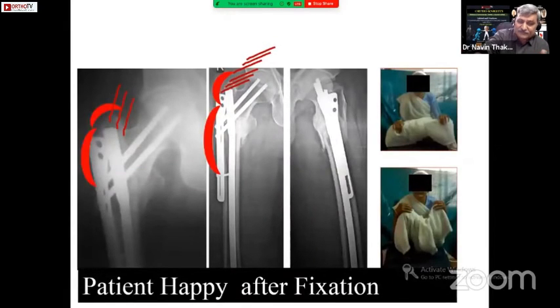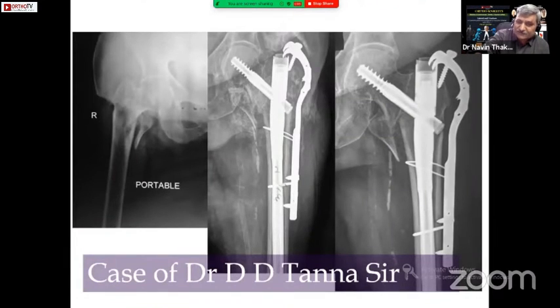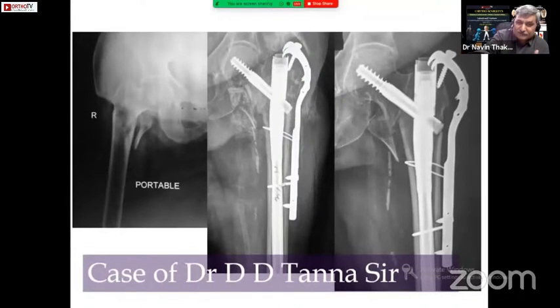Another example, fixed with that plate, and this is the follow-up after fixation. Another case of Dr. Tanna sir, you can have any plate system. It is not these plate systems, but if you can have a plate system where the screws are going through the plate, through the nail, then it will be one system. But anything you want to support, you need to support. I think Tanna sir will comment on this because he thought on table that it has to be supported. That's why he has supported it, probably.